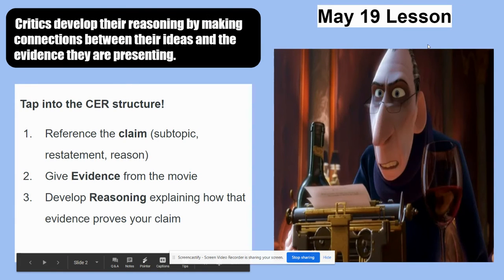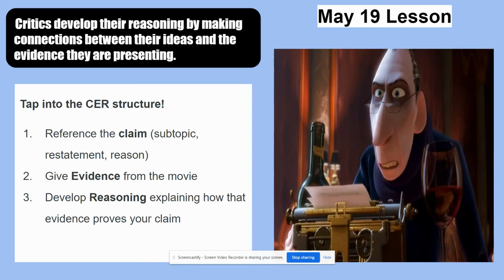Okay, so May 19th, our teaching point. Critics develop their reasoning by making connections between their ideas and the evidence they are presenting.